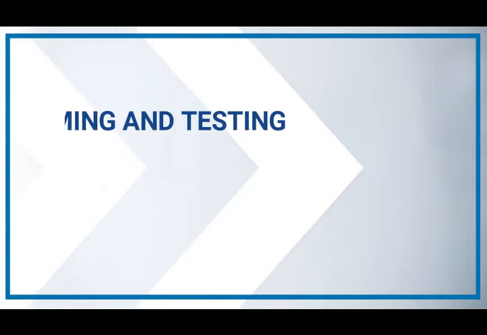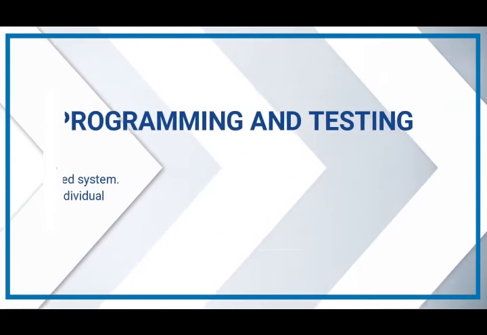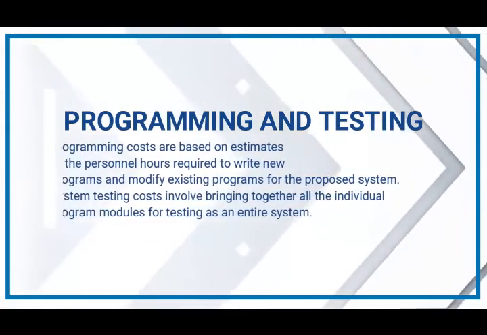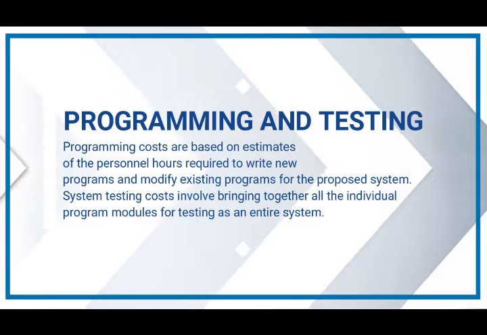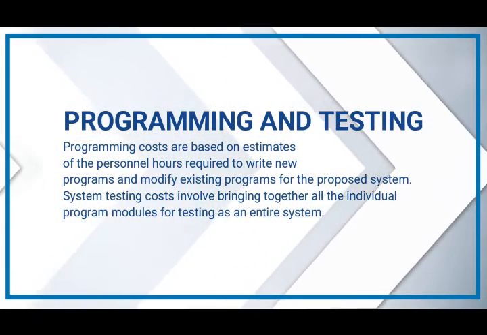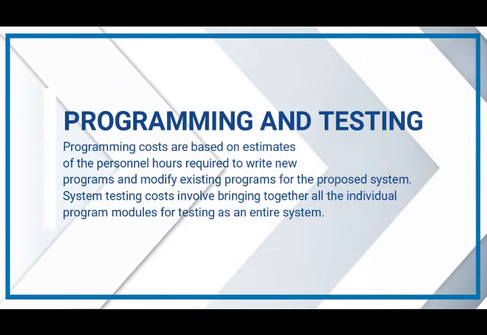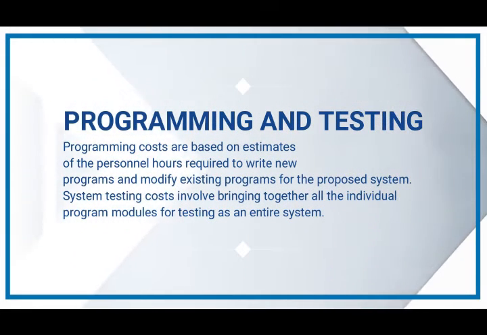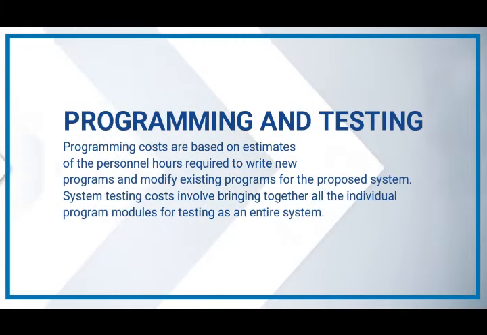The fifth cost under the one-time cost category is programming and testing. Programming costs are based on estimates of the personnel hours required to write new programs and modify existing programs for the proposed system. System testing costs involve bringing together all the individual program modules for testing as an entire system. This must be a rigorous exercise if it is to be meaningful.